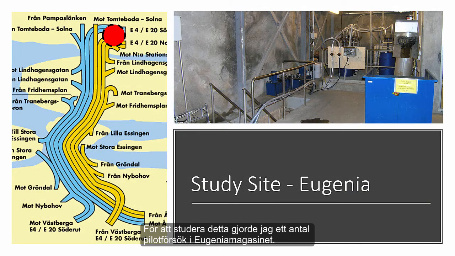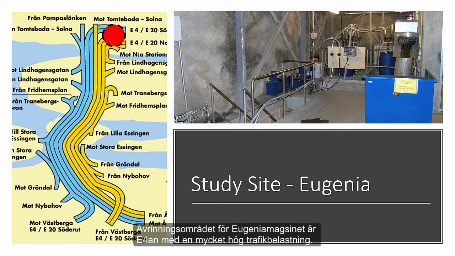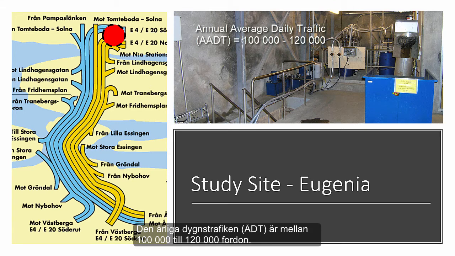To find out this, I did several pilot trials in the Eugenia-magasinet. The Eugenia treatment facility is located north of Stockholm in Solna. The catchment area for the Eugenia treatment facility is from the E4 highway, which is very heavily trafficated. The annual average daily traffic is about 100 to 120,000 vehicles per day.